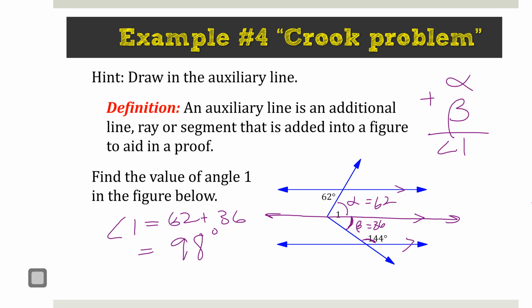So it starts with the auxiliary line, breaking the angle that we're looking for into two parts. Those parts will seldom be equal. A common mistake with crook problems is people think that that's split in half. That's not the case. It's split into two separate parts. Top down, bottom up, good to go.